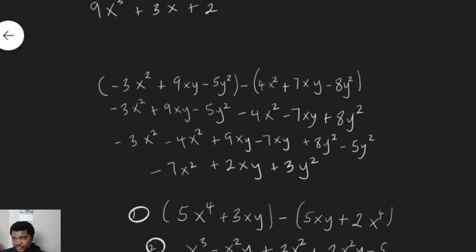Negative 3x squared minus 4x squared will give you negative 7x squared. And then 9xy minus 7xy will give you 2xy. And then 8y squared minus 5y squared will give you 3y squared. So that is how you solve this.